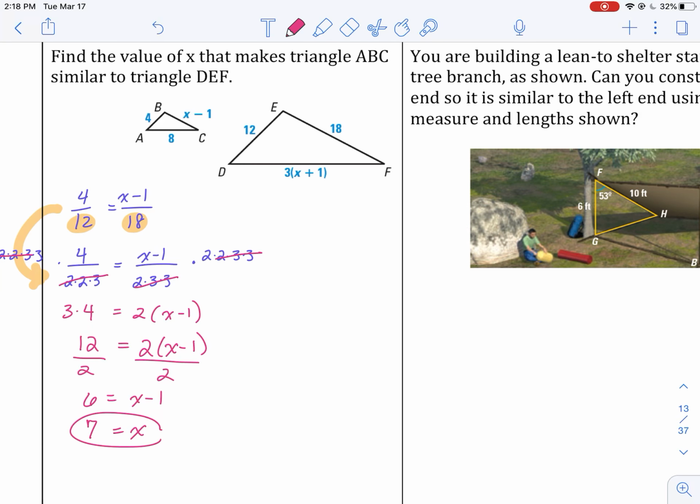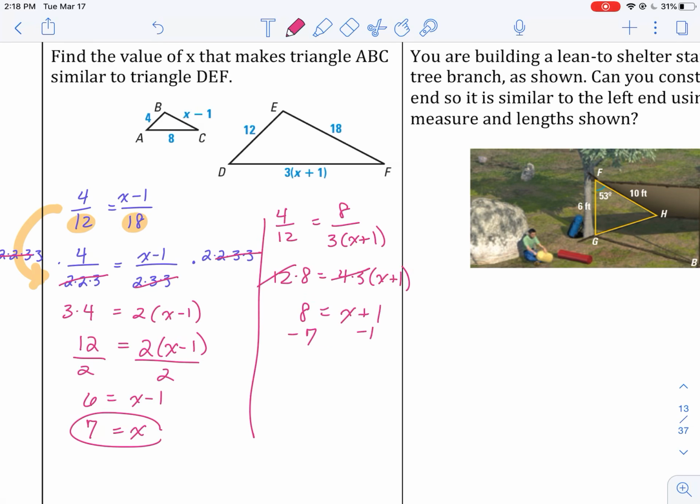And so then another way that we could have set this up is if we had done 4 is to 12 as 8 is to 3 times x plus 1. Okay, so from here we could have 12 times 8 is equal to 4 times 3 times x plus 1. We know that 4 times 3 is 12, so those are going to cancel. So now I have 8 equals x plus 1. I subtract 1, and I get 7 equals x. Oh, great, we know that we did our work correctly, all right? And so now we know that we're good to go on this problem.